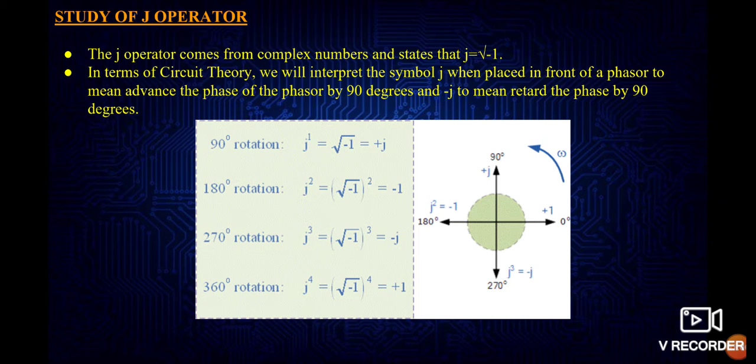So we have considered a table for each 90 degree rotation. The first 90 degree rotation will be j, that is root over of -1, that will indicate plus j, and we will consider the rotation in anti-clockwise direction as positive. So for 180 degree rotation it will be j into j, that is j square, representing -1. For another 90 degree rotation it will represent 270 degree, which is j cube, that is equal to -j. And for the last 90 degree rotation, that is 360 or 0 degree, it will represent j to the power 4, that is equal to +1.